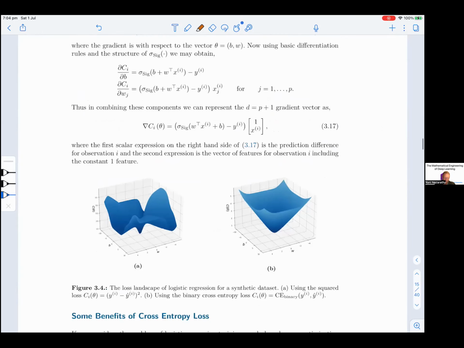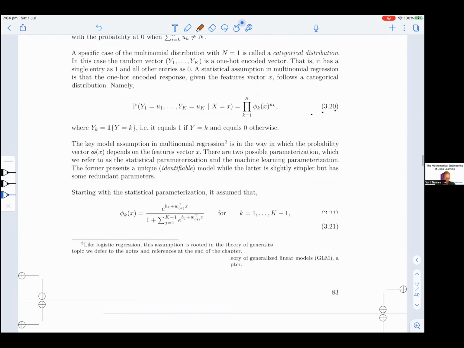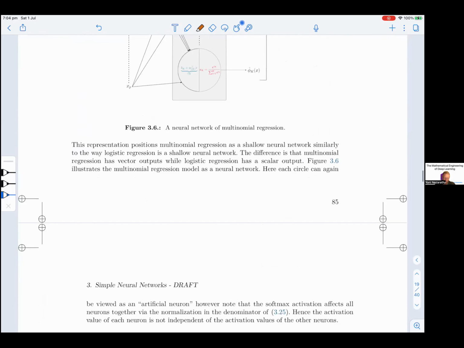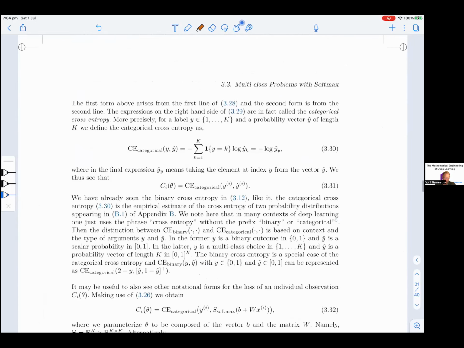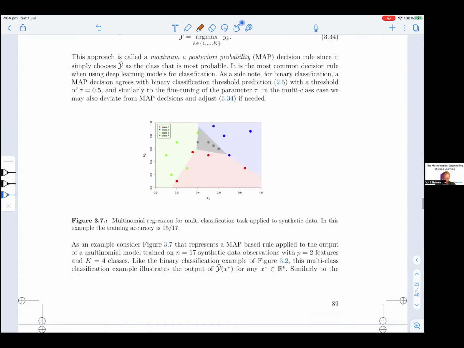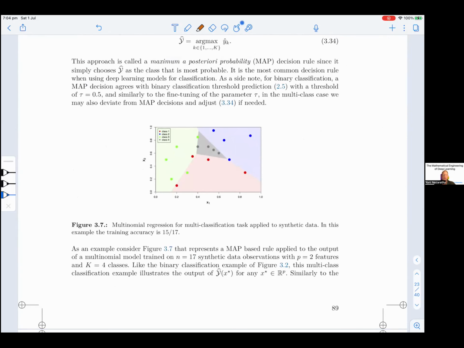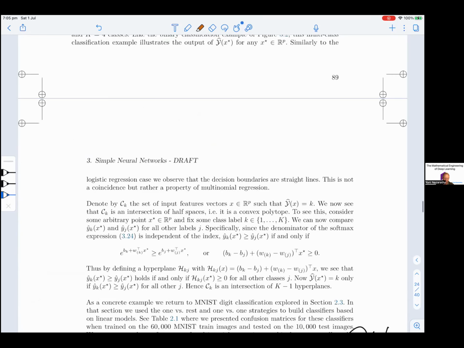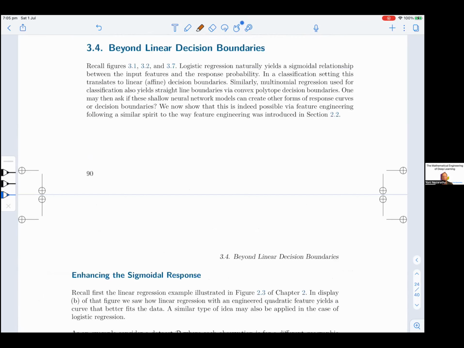In 3.7, we had the convex polytope decision boundaries, also linear, you might say, with straight lines, which you get in multinomial regression. So beyond linear decision boundaries, we've just recalled these 3 figures. Great. That's the start of the section.